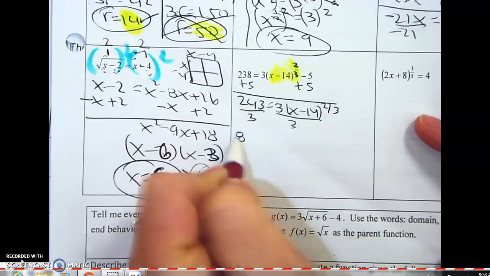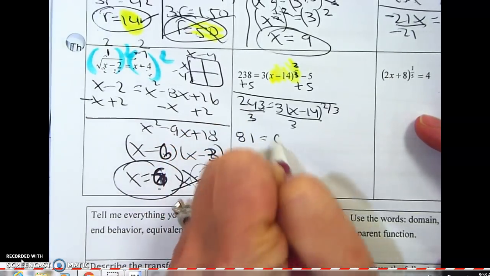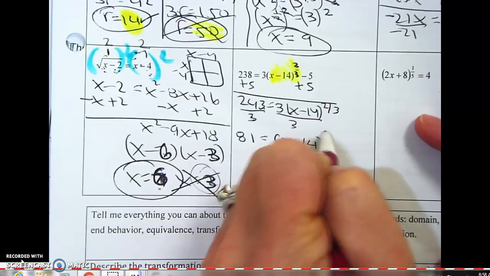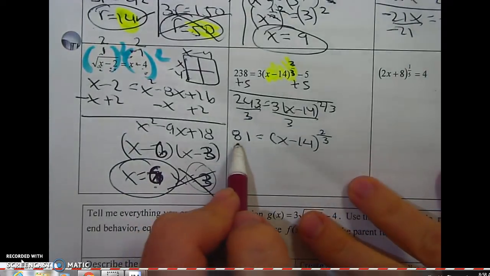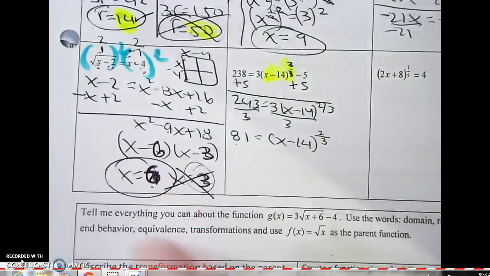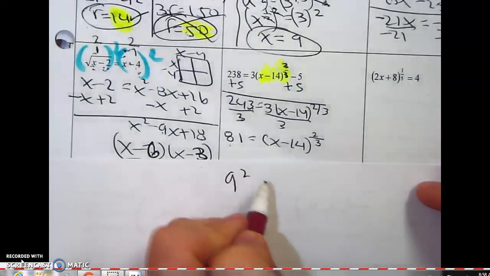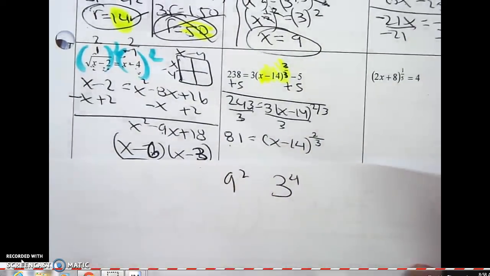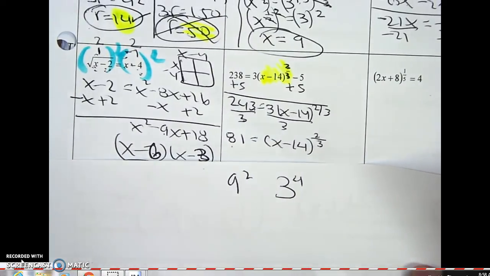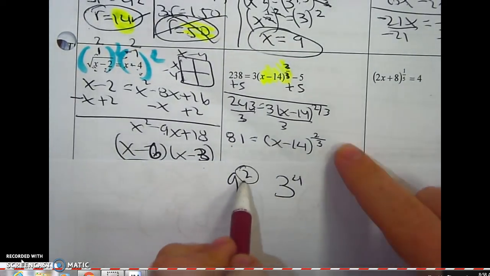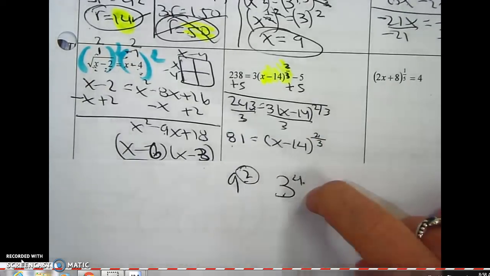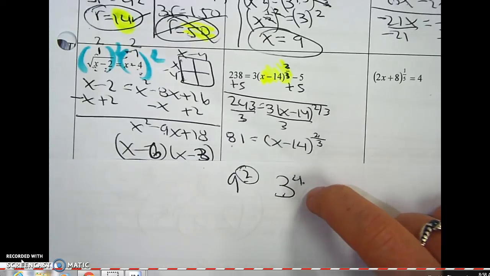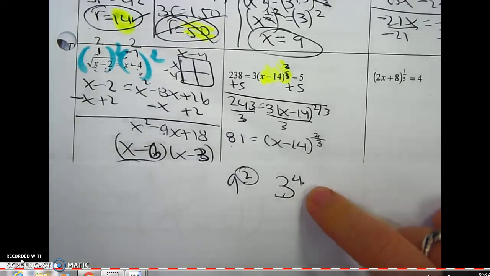3 goes into 24 8 times. 3 goes into 3 1. Okay. Now what I'm going to do is I have options. I look at 81. When I think about 81, 81 is 9 squared, and it's also 3 to the 4th. Honestly, it doesn't matter which one you do, but the reason I would pick 9 squared is because this 2 matches that 2 on top. I could still do 3 to the 4th and get the exact same answer, so don't worry, you'll be fine if you do that. Okay?